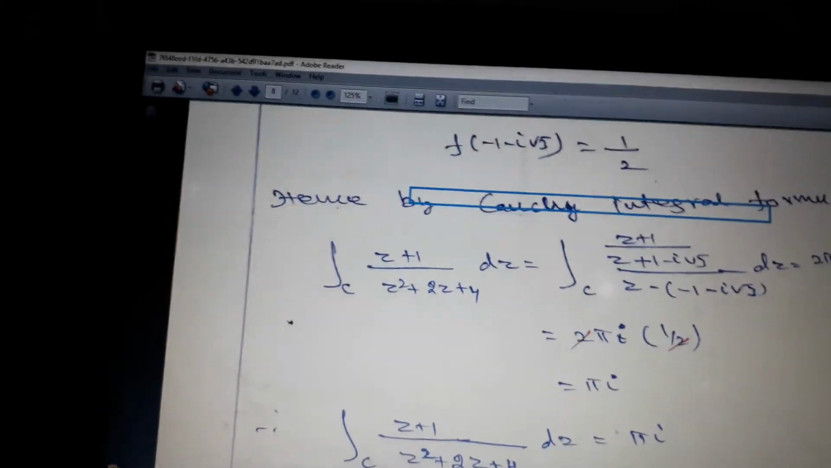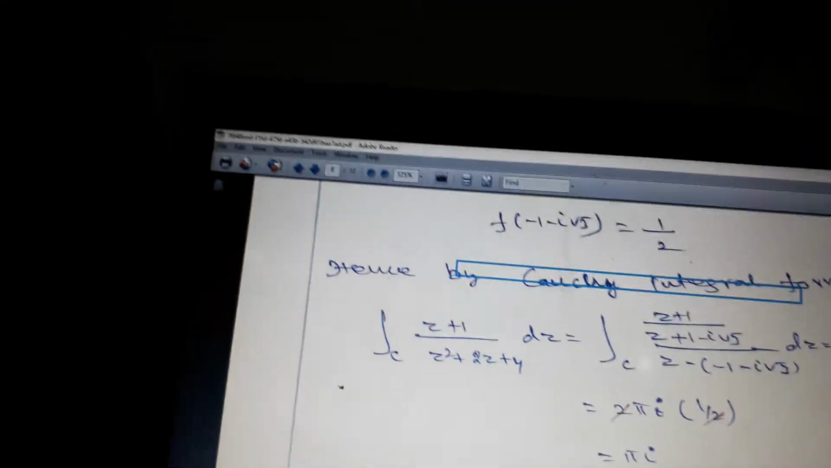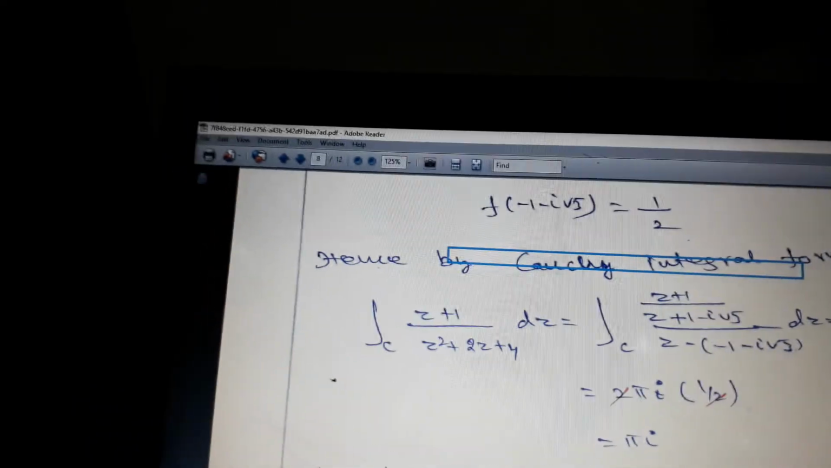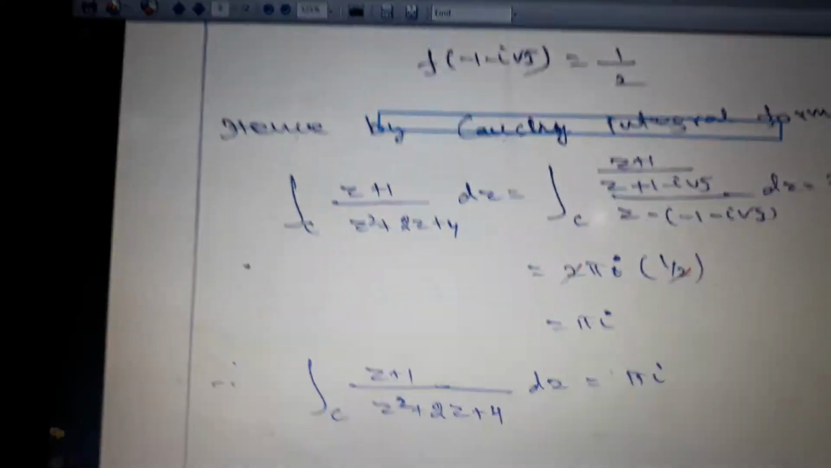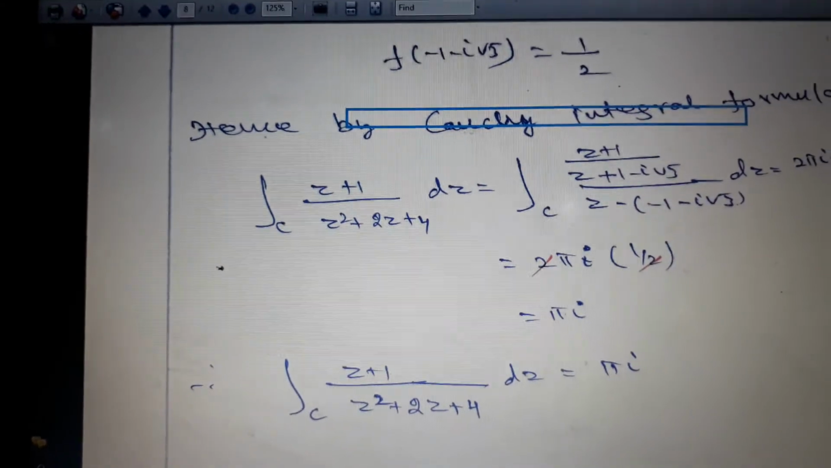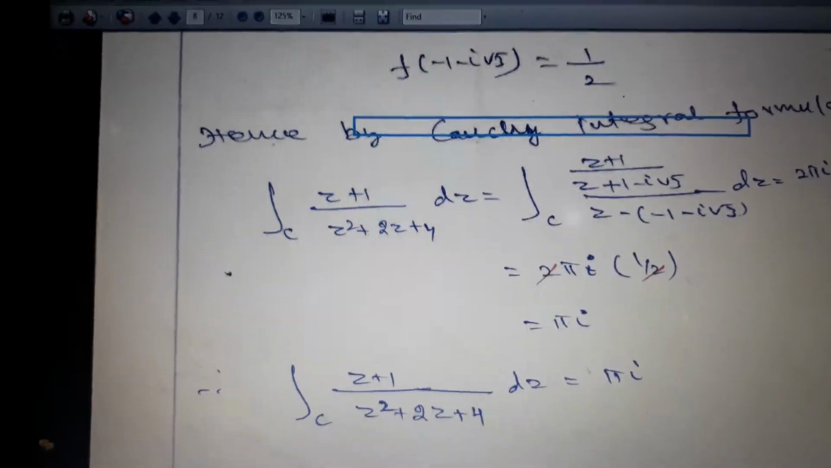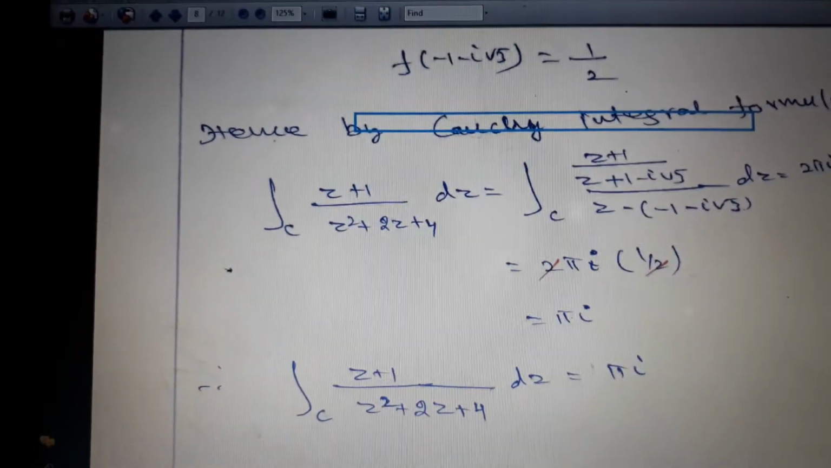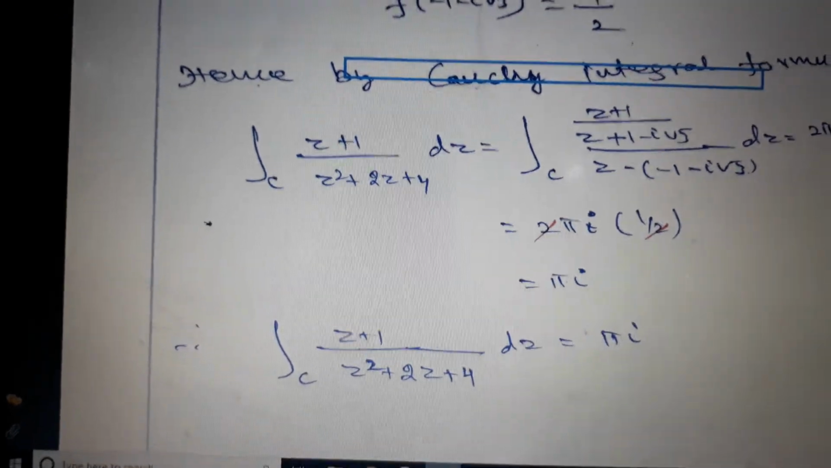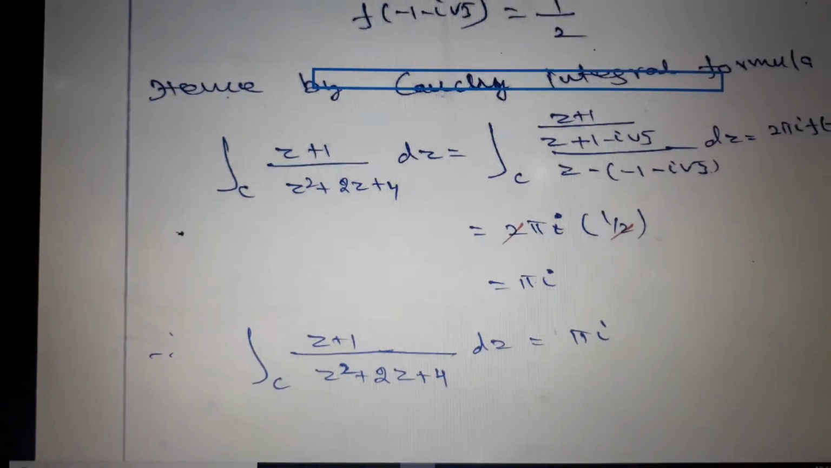If both lie inside, I have to apply partial fraction. If one is inside and another one is outside, the term containing the point that lies outside I have to keep in the numerator. The term containing the point that lies inside I have to keep in the denominator. Then apply the Cauchy integral formula. Finally, you can get the answer.